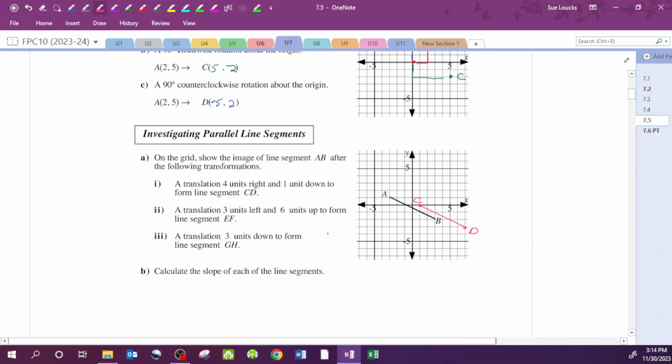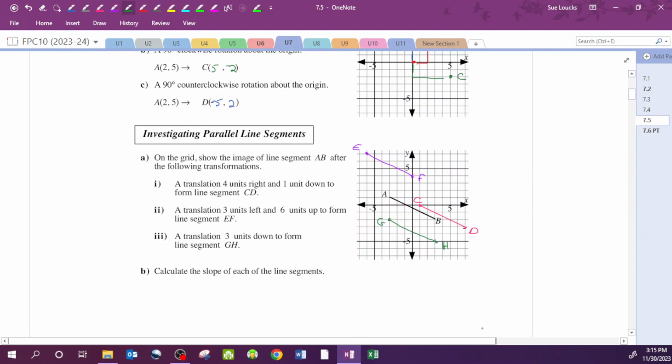Okay, and then I'm going to take my original AB and I'm going to slide that one 3 units left and 6 up. So 1, 2, 3, 1, 2, 3, 4, 5, 6. And here 1, 2, 3, 1, 2, 3, 4, 5, 6. And that's EF. Okay, and then I'm just going to draw a line between those. And then I have 3 units down from my original to make another one. 1, 2, 3 down, and 1, 2, 3 down, and this is going to be segment GH. And I'm hoping that you're going to use a ruler. I just don't want to take the time.